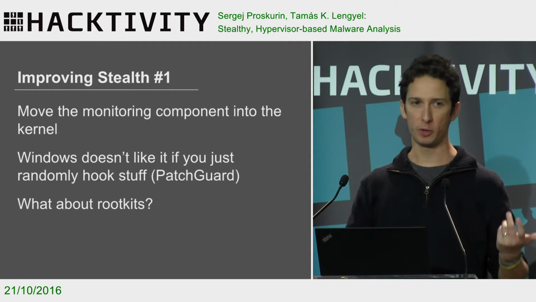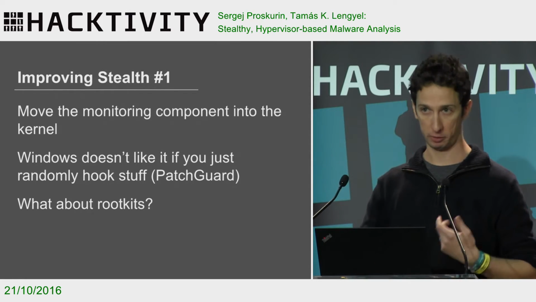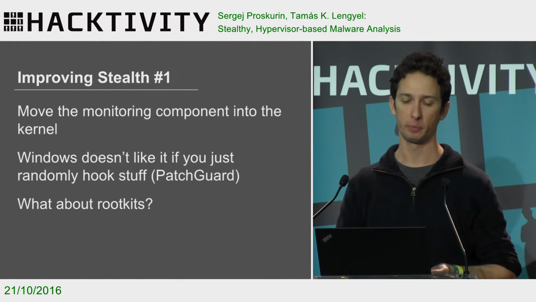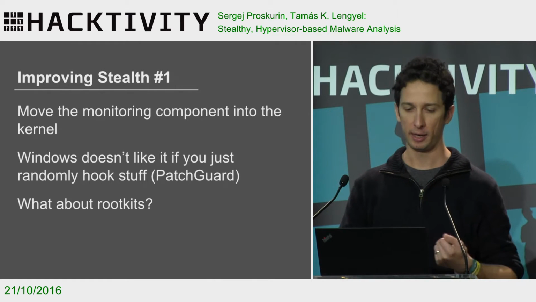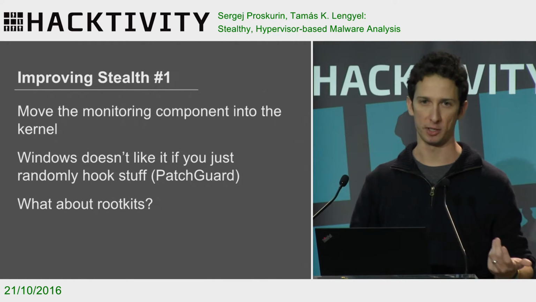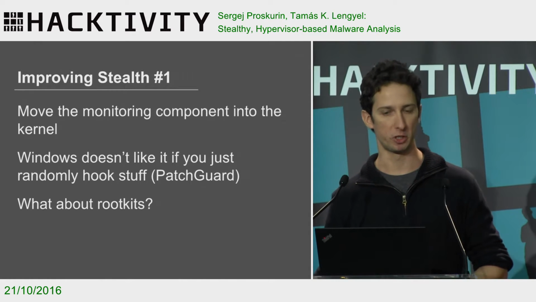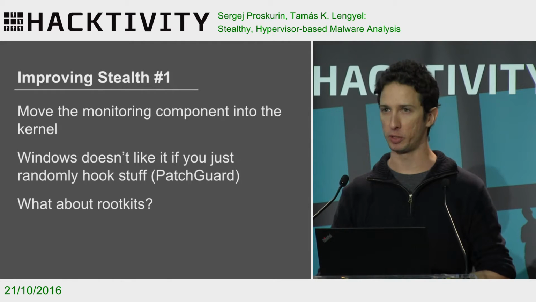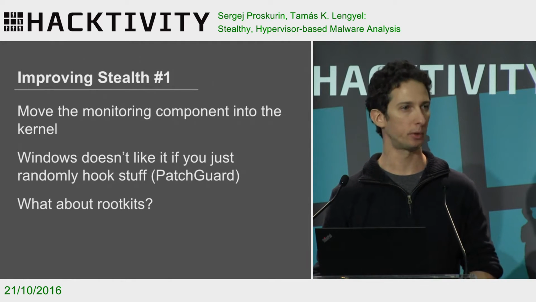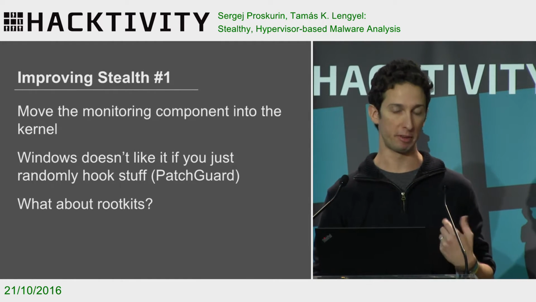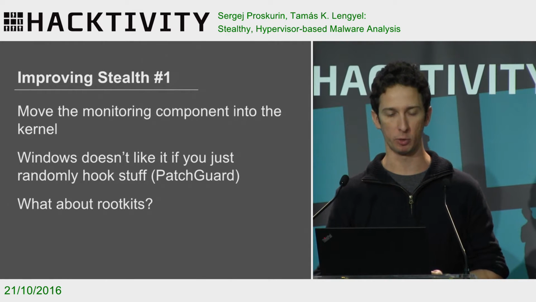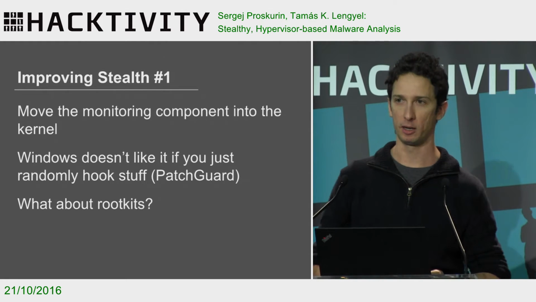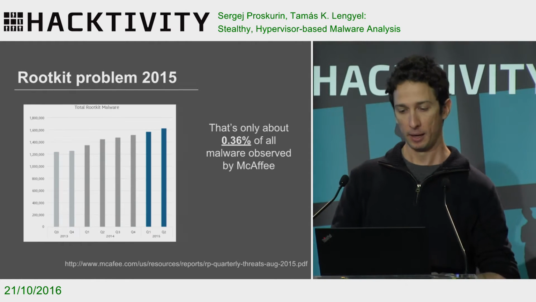So what you can do as a first step to improve stealth from an architectural perspective is to move a monitoring component into the kernel. Create a kernel driver and monitor the execution of a process from the kernel. Architecturally, you are at a more privileged level there. And you can do that, but Windows doesn't actually like it if you just randomly hook stuff within Windows itself, which is a problem because what if you want to monitor rootkits, which are, of course, kernel level malware? You have the same problem there, right?